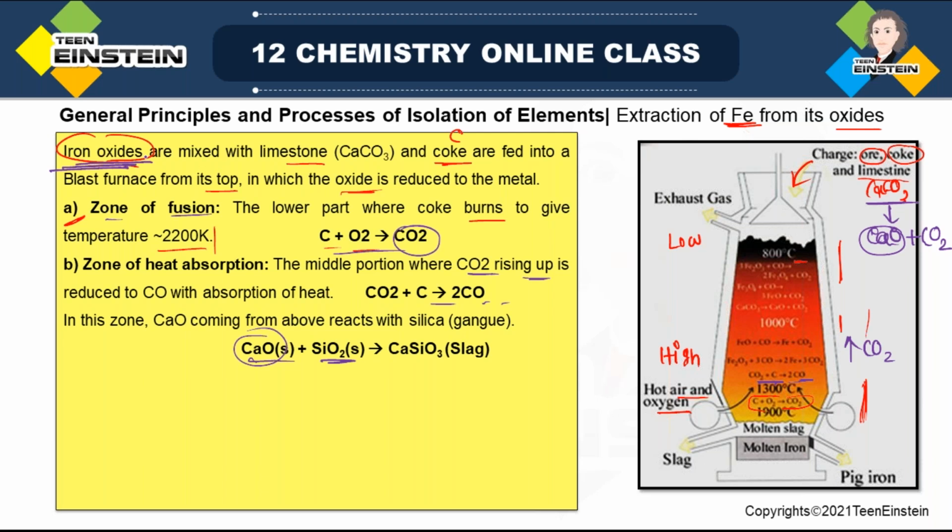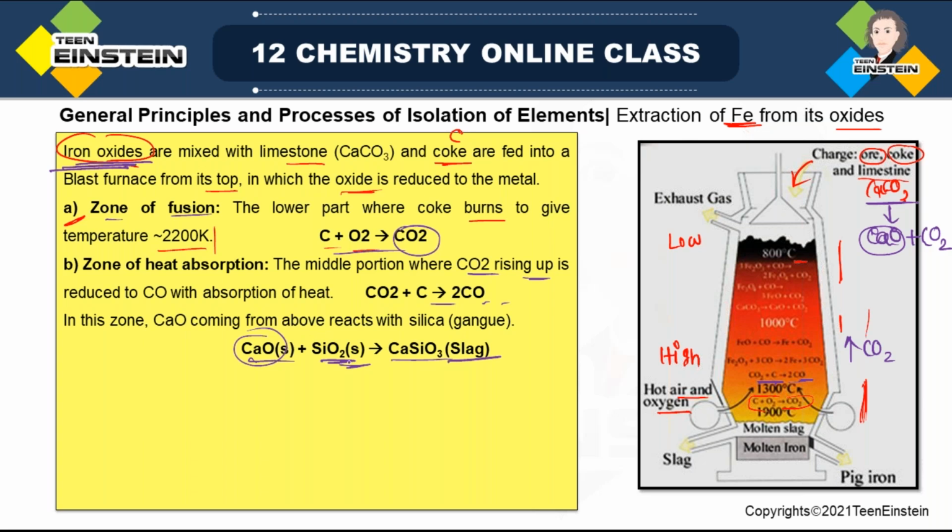As this is the undesired part, we have to remove it, and for that the flux that we are using is calcium oxide. Flux is used to remove the impurity by formation of slag. So CaO reacts with the impurity SiO2 and we get calcium silicate, which will be removed. Directly removing silica is not possible, so that is why we add the flux calcium oxide, which is generated from calcium carbonate.